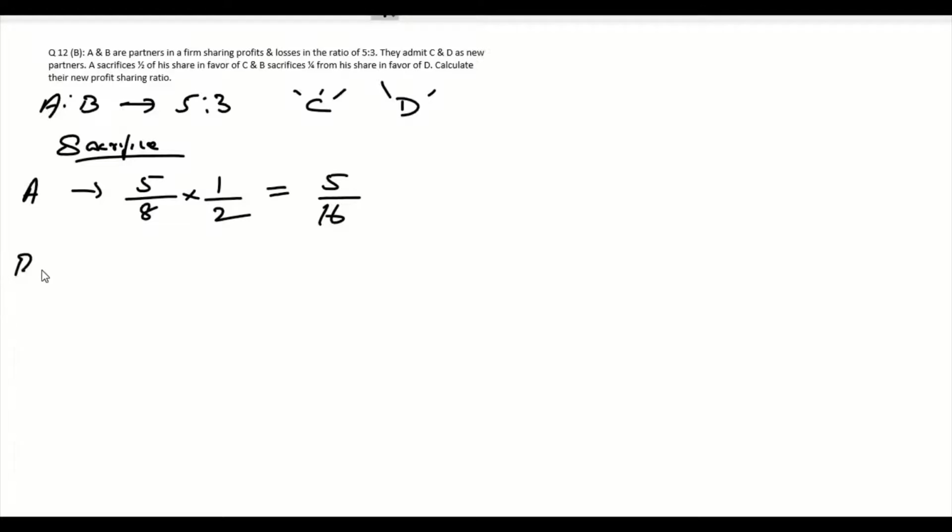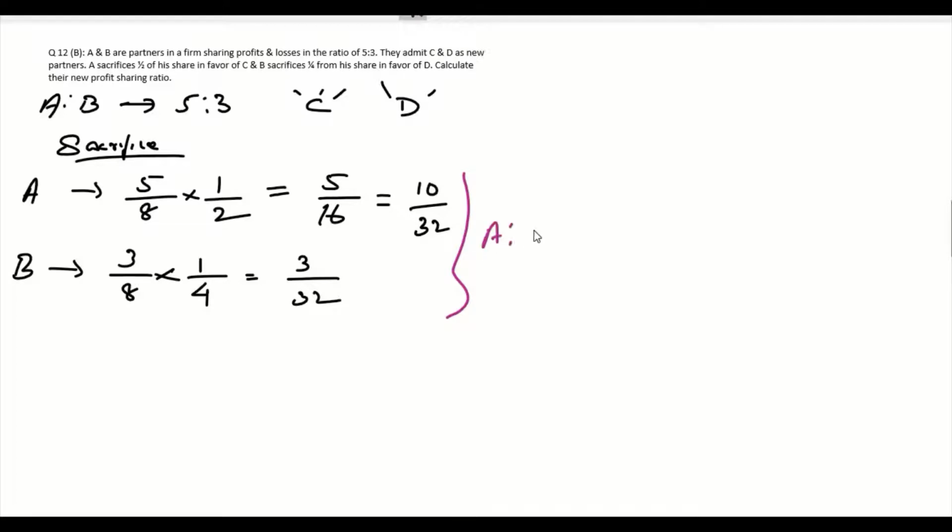Then for B, his original share is 3/8. He sacrificed 1/4 of his share in favor of D, so that is 3/32. Now if I want to keep a common denominator, here it is going to be 10 by 32. So what's the sacrificing ratio between A and B? It is 10:3.